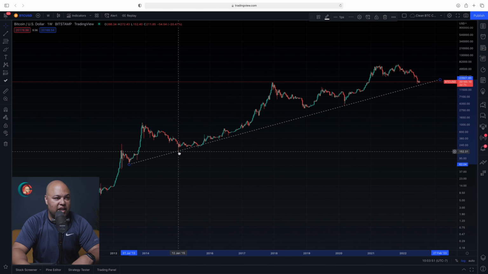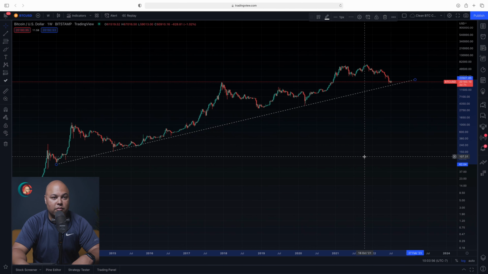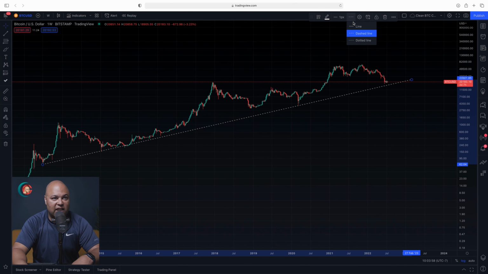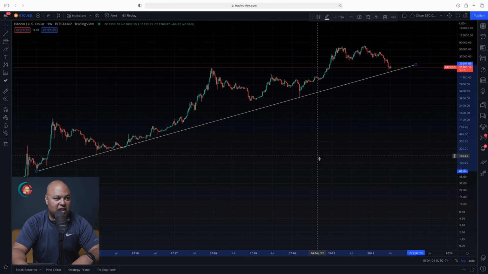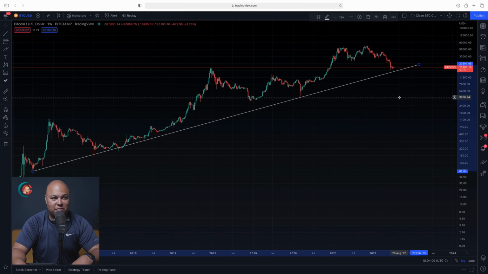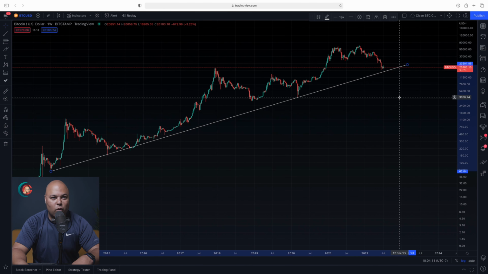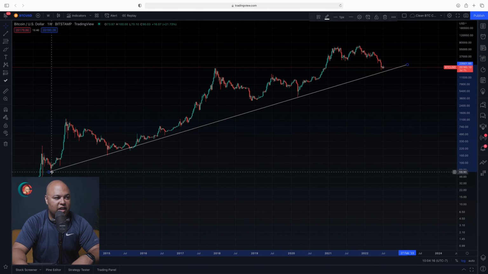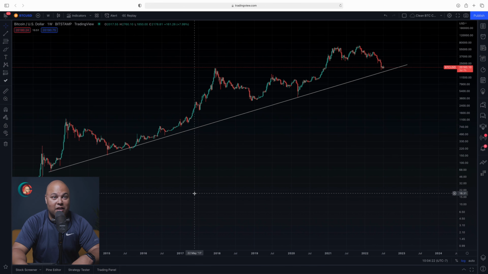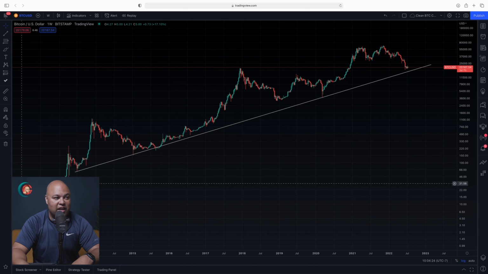that we touched the line here, we broke beneath the line here, we touched it again here. I'm going to make it a solid line instead of a dashed line. So what we can see, if we draw the line this way, is that we are just above this line. Now, what can we see already? That we are still in a trend that goes all the way back to June 24th, 2013. This is history. We're simply looking at history, and all we did was draw a line under the bottom.